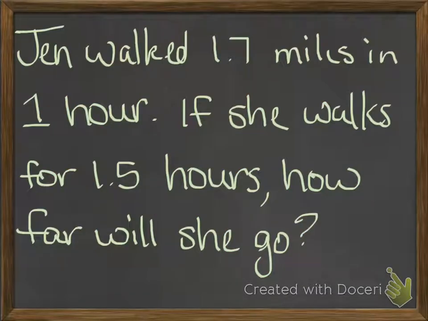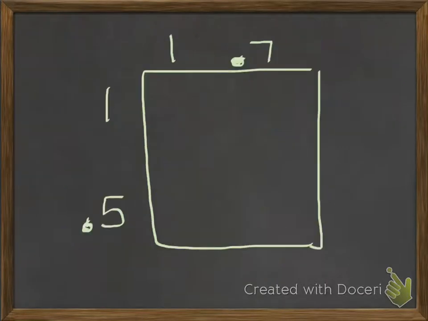Jen walked 1.7 miles in 1 hour. If she walks for 1.5 hours, how far will she go? So before I just use the standard algorithm to figure it out, I want to show you that you can also use the distributive property to figure it out. Do you remember using the distributive property before with other numbers? This is another way to show your thinking.